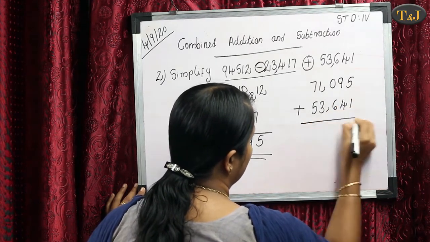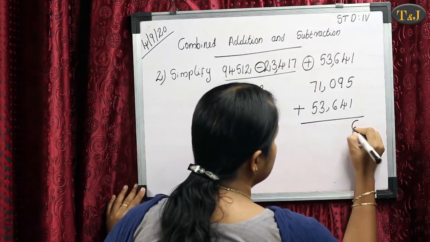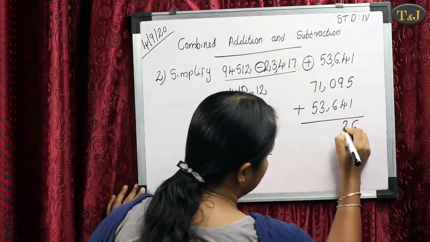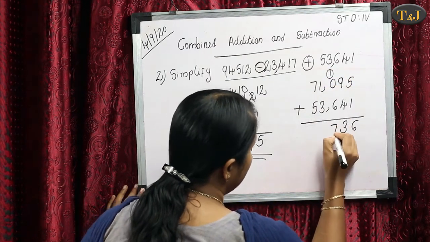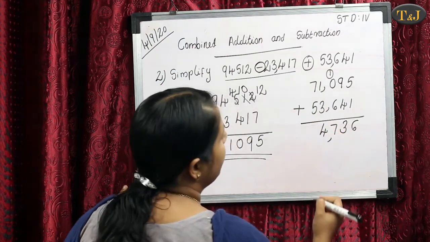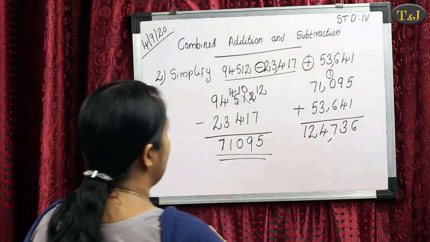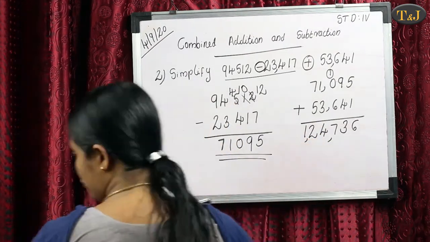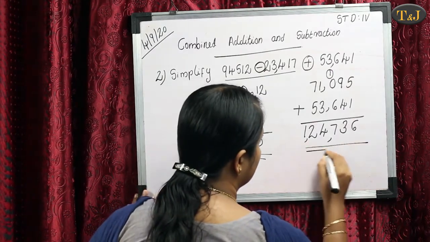53,641. Then 5 plus 1 equals 6. Then 9 plus 4 equals 13. 3, 1 balance. Then 6 plus 1 equals 7. Then 1 plus 3 equals 4. Then 7 plus 5 equals 12. So our answer is 1,24,736.